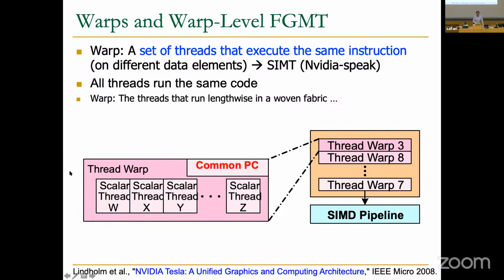So pictorially, this may look like this. You have a thread warp, and you have a common program counter. And a warp consists of a hardware-limited number of threads. That's a function of the hardware that you built. Each of them is scalar.